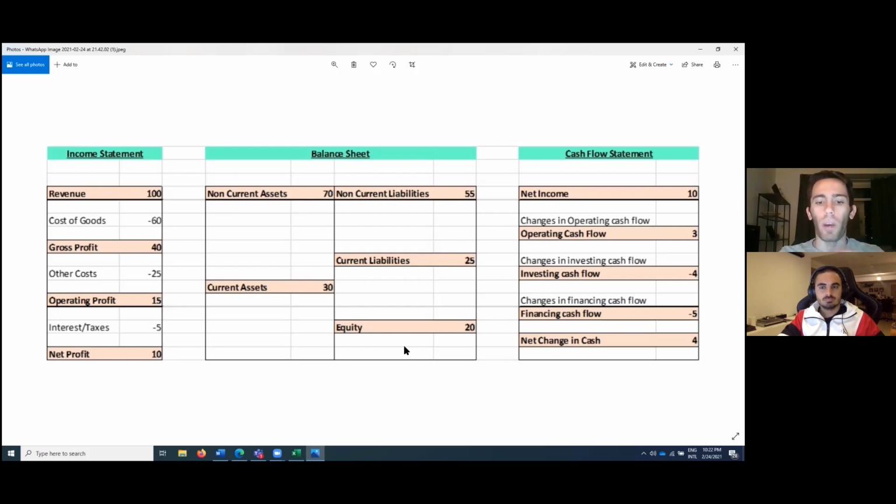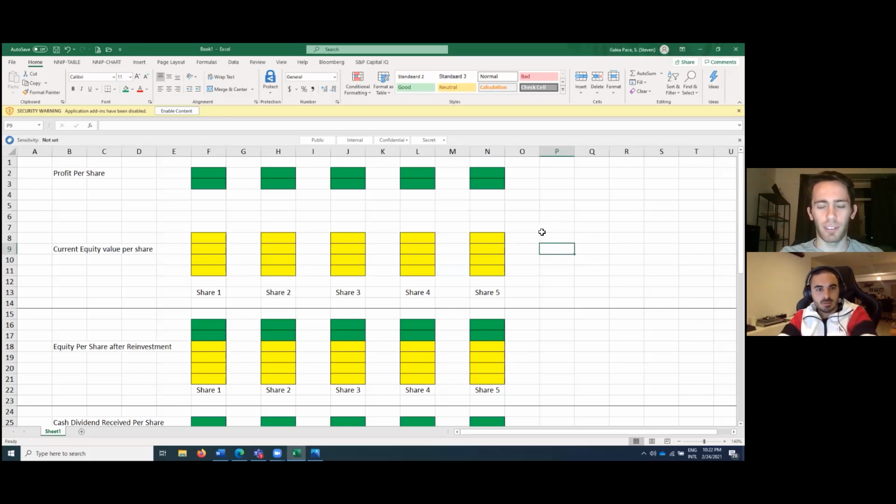Now, there are different ways it can flow into equity. So I'm going to share another screen with you to show you the different ways. Basically, there is reinvesting, there are dividends, and there's buybacks. So like this, just let me know if you can see the Excel thing, John. Yep. Good.